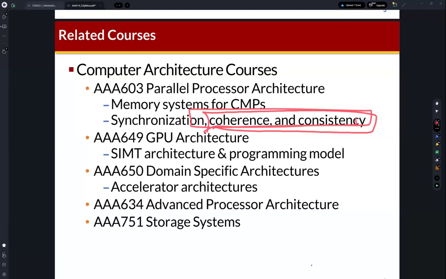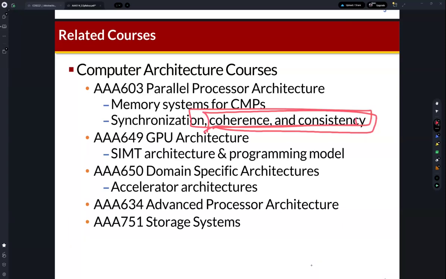You need to understand the coherence and the consistency in the parallel processor architecture. And then 649 is the GPU architecture, 650 is domain-specific architectures, and 634 is the advanced processor architecture. And 751 is the storage system. So these are related codes provided by the computer engineering department.